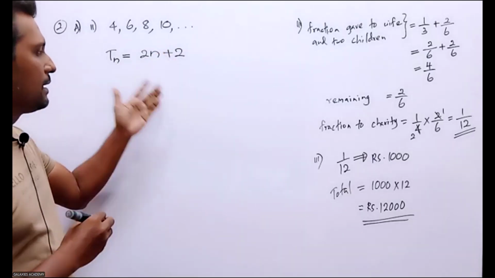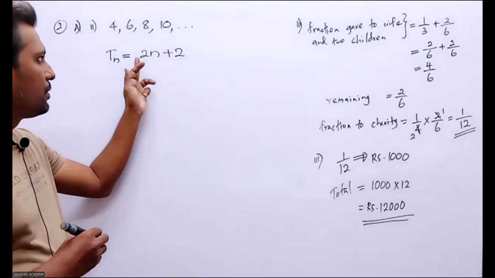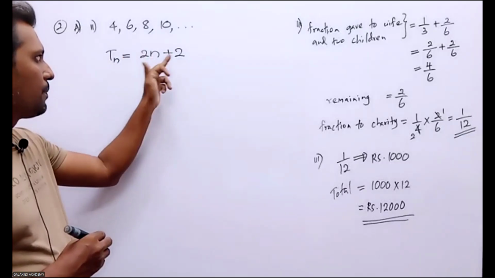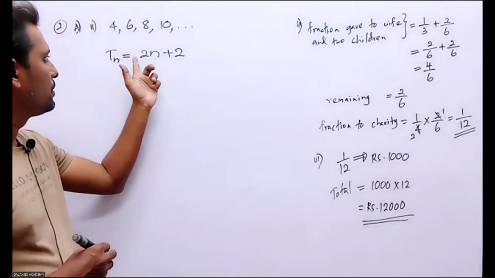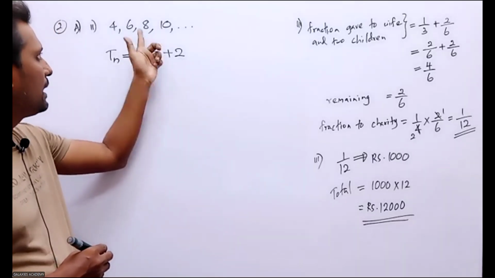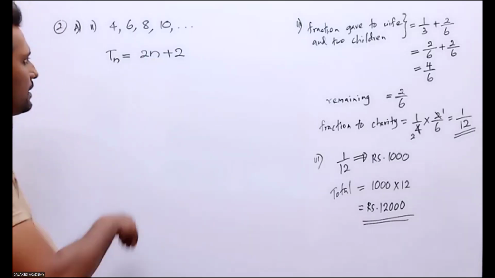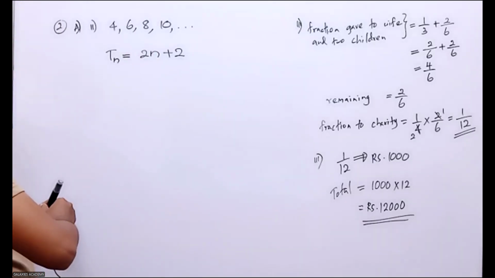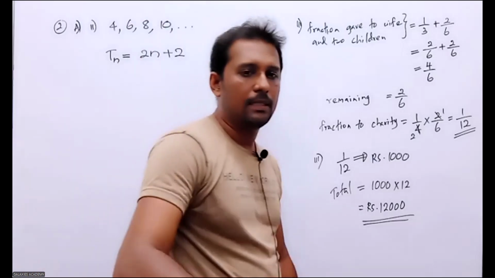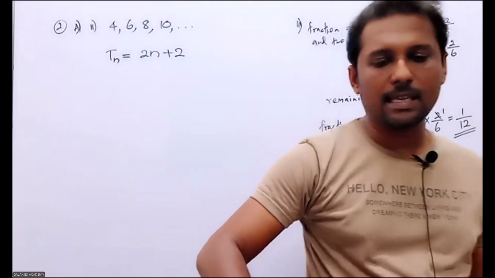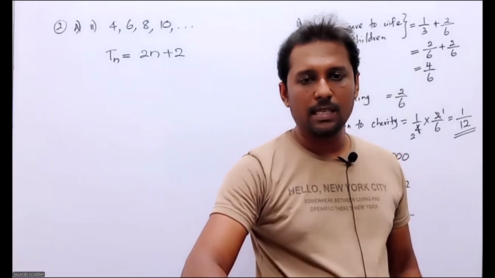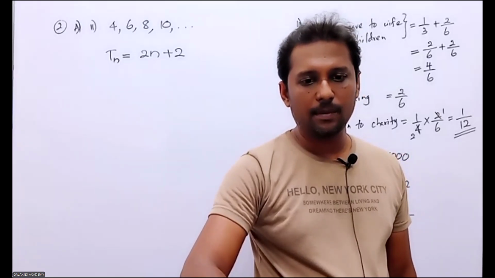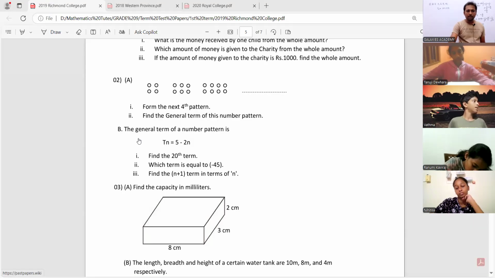Then you check, is it correct? I can substitute n equal to 2, 2 times 2, 4. 4 plus 2, 6. You can substitute n equal 3. 2 times 3, 6. 6 plus 2, 8. Correct. So what is the general term? 2n plus 2. Right? 2n plus 2. It is the second part of capital A of the second question of the second paper. Right. Then I'm going to the capital B part.